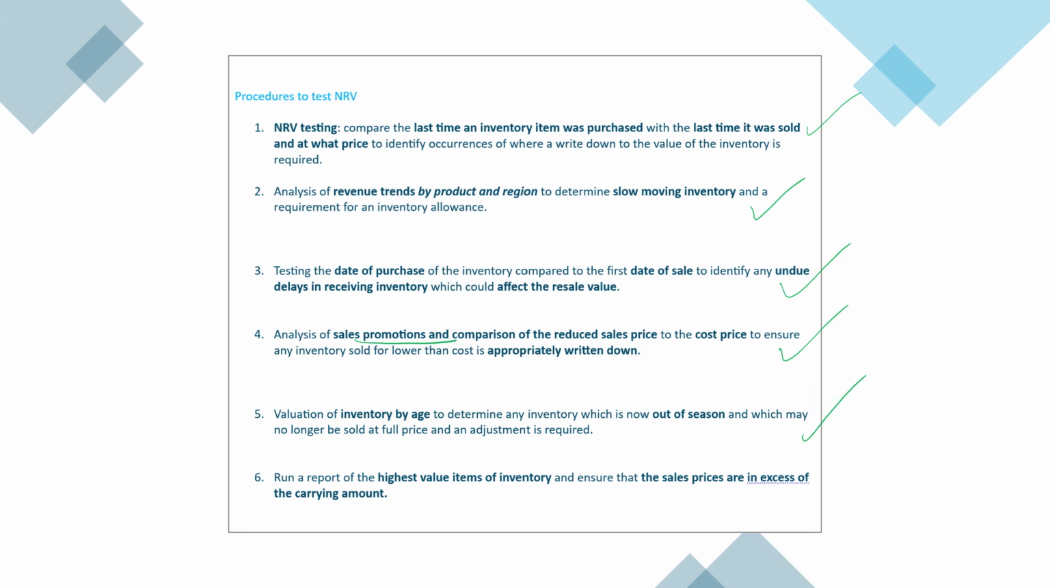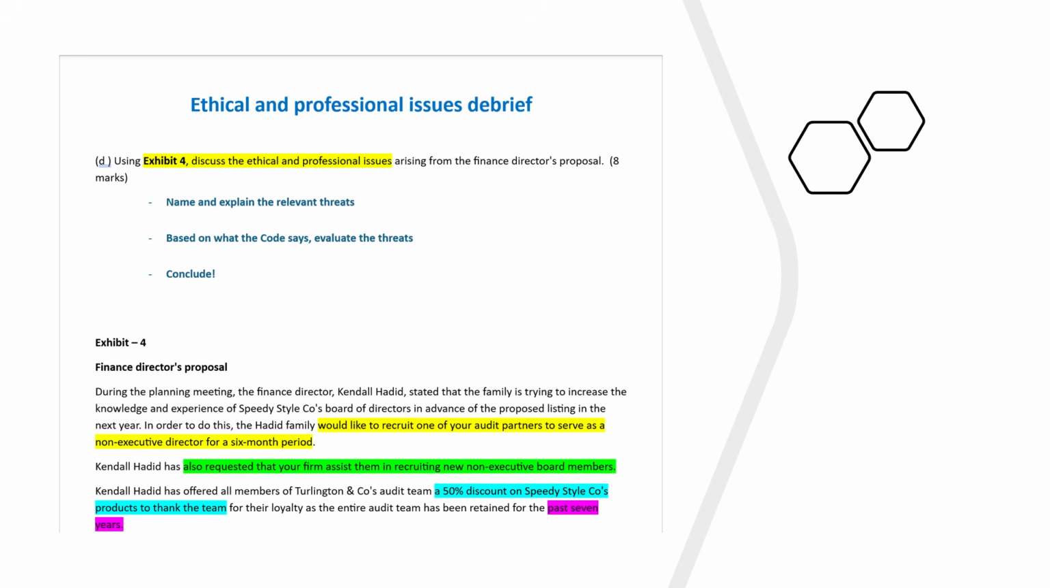We can also carry out a valuation of inventory by age, so aging analysis. This will help us identify inventory which is out of season and needs to be written down. We could run a report of the highest value items and make sure the selling prices are more than the cost. So clothing or items which are quite expensive, we need to see and compare it to the cost for valuation. So these were various procedures you could have written to confirm the net realizable value.